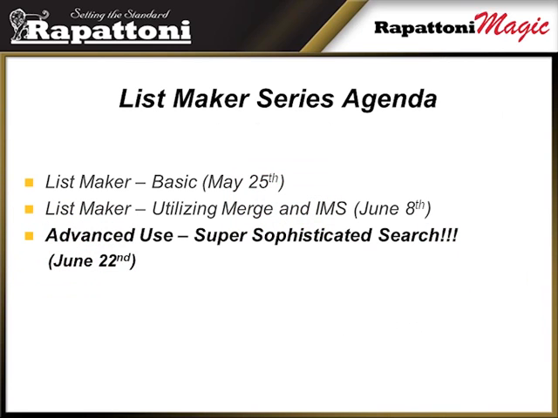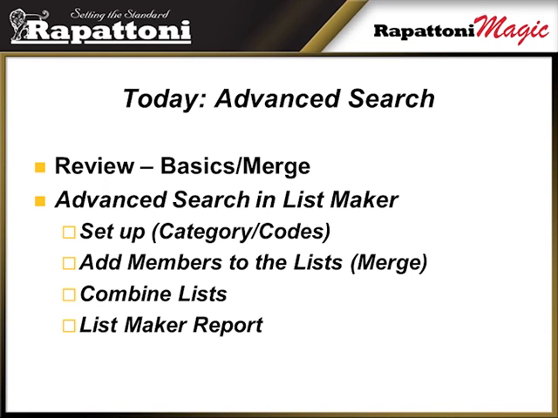That's right. And just a brief overview of what we've covered so far. Last month we covered the basics in ListMaker, setting up categories and codes for lists and using them in Magic. After that, a couple of weeks ago, we went over utilizing merge to create lists and managing lists through IMS. And today, we're going to take a look at an advanced use of ListMaker, our super sophisticated search. I like the alliteration of that. Nice. Let's talk about today.